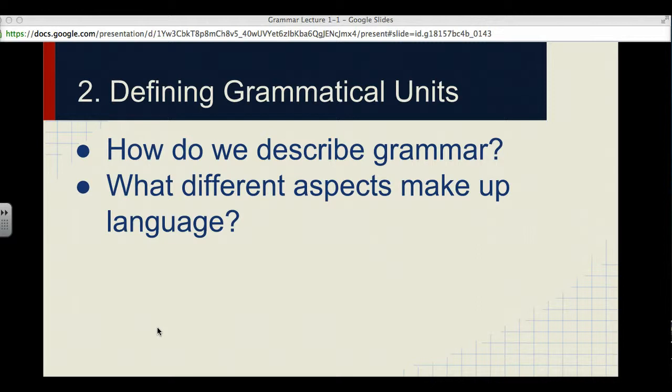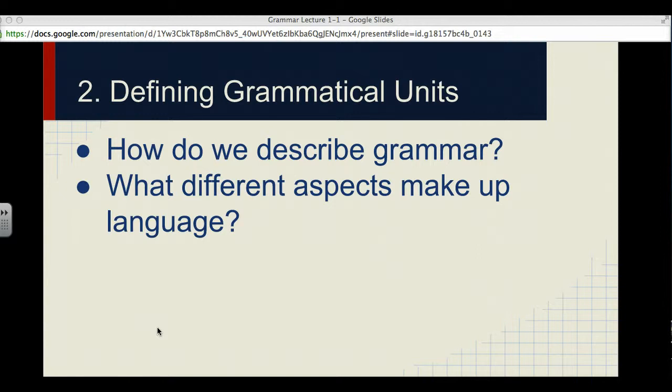In part 2 of our first lecture series, we're going to start to define grammatical units. One of our goals in this class is going to be to describe grammar, or linguistic grammar, as we see it used in student writing and other examples. To do that, we're going to have to develop a linguistic grammar vocabulary. So how do we describe grammar?